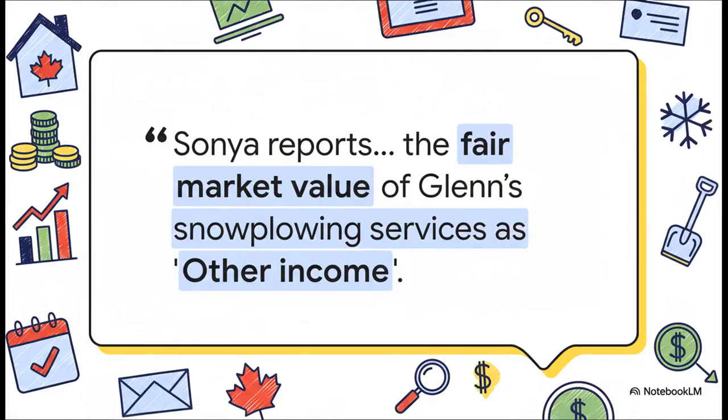This is a fantastic, classic example right from the CRA's guide. So, Sonia gets Glenn to plow snow in exchange for a rent reduction. Here's how it works. She still has to report the full rent she would have charged. Then, she reports the value of the snow plowing as other income. Now, here's the other side of the coin. She can then claim the value of that snow plowing as a maintenance expense. See how it works? It's a wash, but you have to report both sides of the transaction.